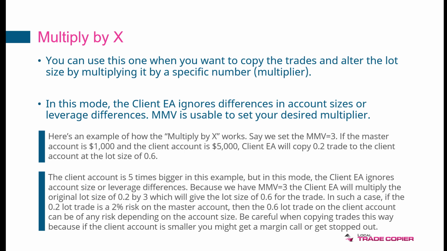Say we set the MMV to 3. If the master account is 1,000 and the client account is 5,000, client EA will copy a 0.2 trade to the client account at the lot size of 0.6. The client account is 5 times bigger, but in this mode, client EA just ignores account size or leverage, the differences. Because we have MMV set to 3, the client EA will multiply the original lot size of 0.2 by 3, which will give us the lot size of 0.6 for the client account.